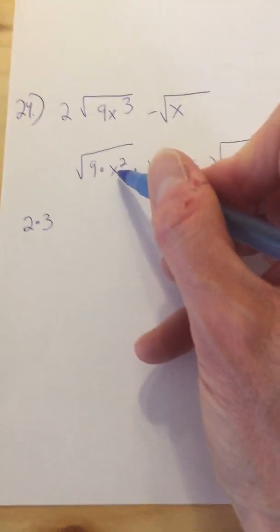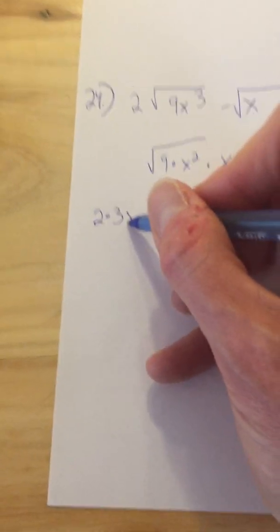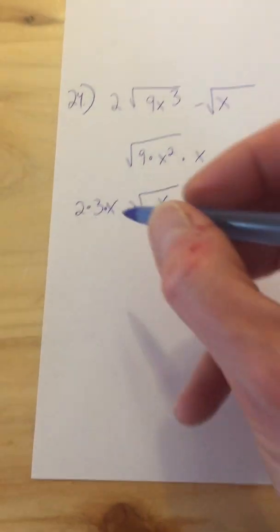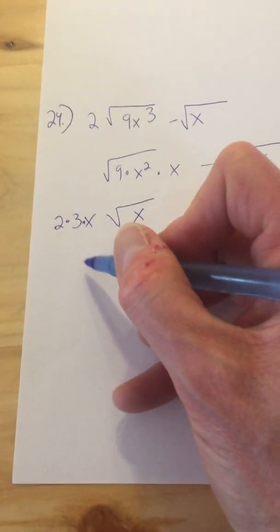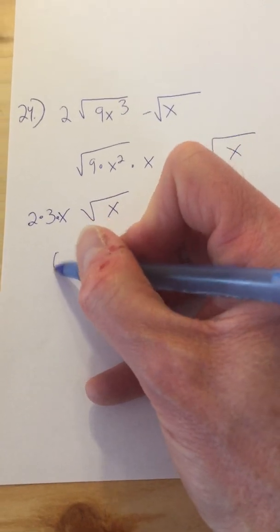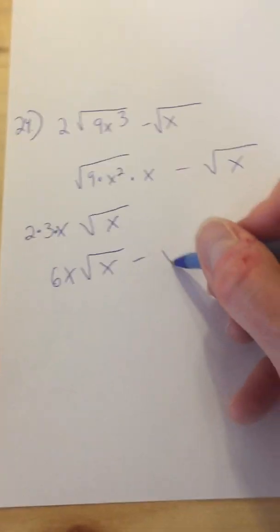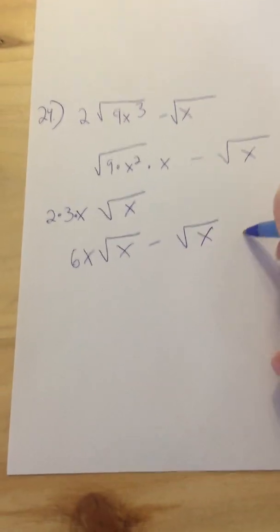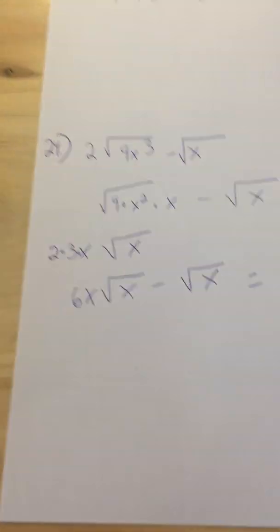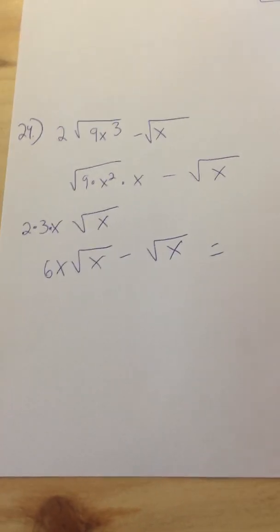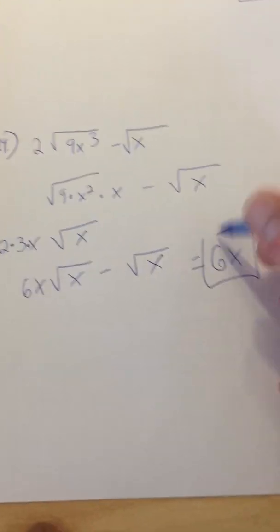And I'm going to do the square root of x squared, which would be x. And then underneath, I'm going to have this x still. So 2 times 3 is 6, times x is 6x root x minus an x. And so that's going to leave me with, I think it's just going to leave me with a 6x, but I'm not quite sure.